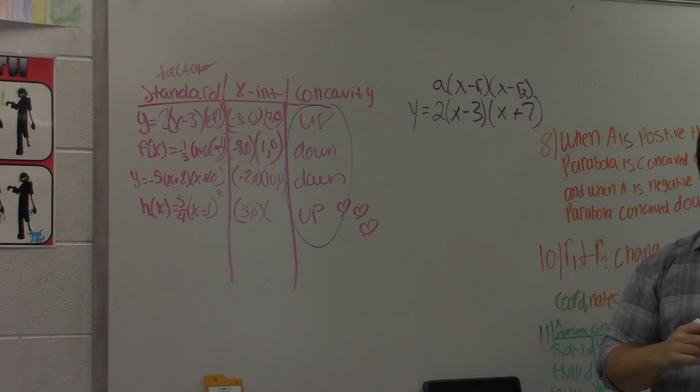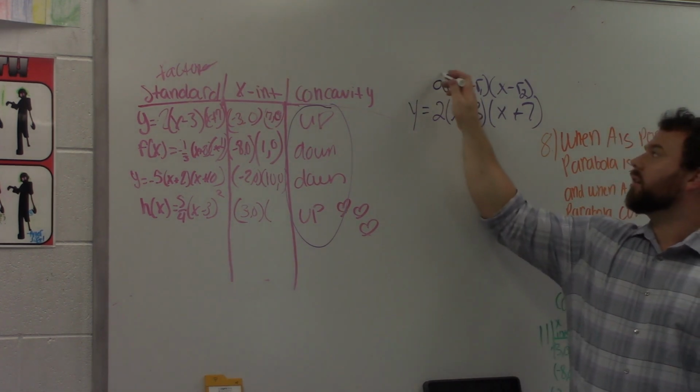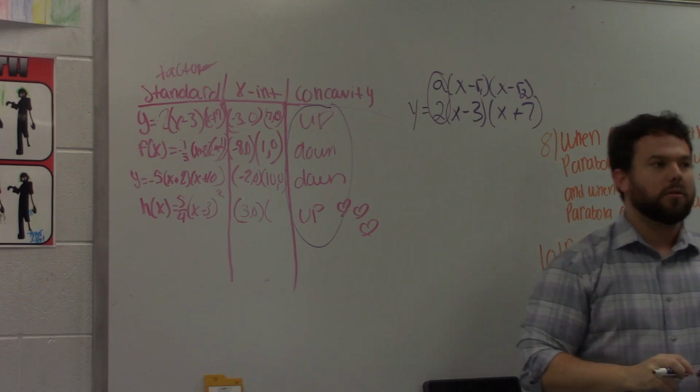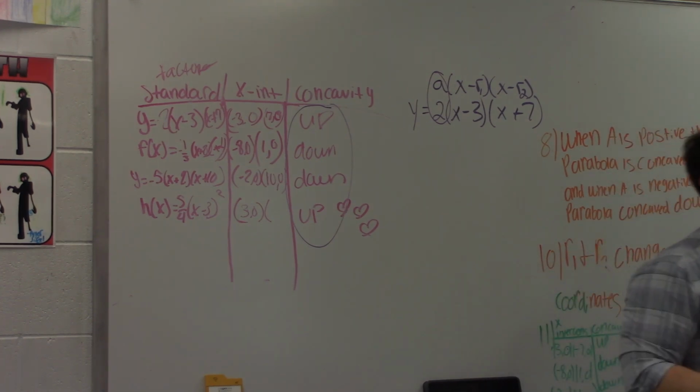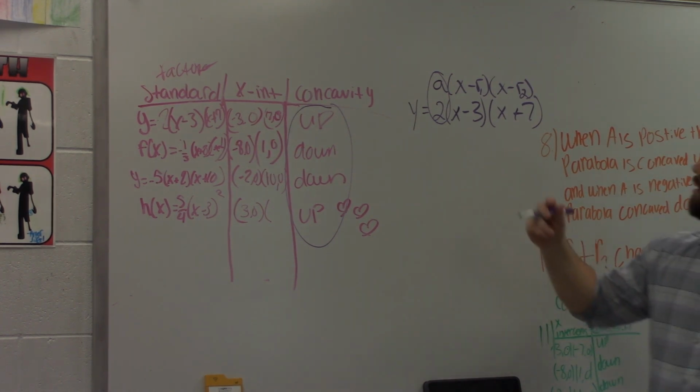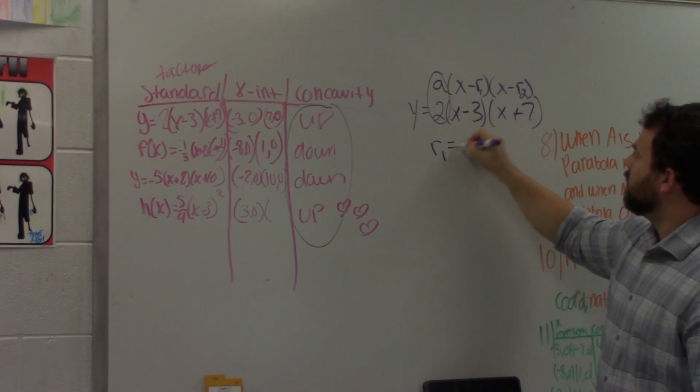Literally, it's lined up. Do I need to? No, but very clearly, what's my A? 2, so it's concave up, right? Like instantly, if I write out that equation, I can clearly see A. What's R1?